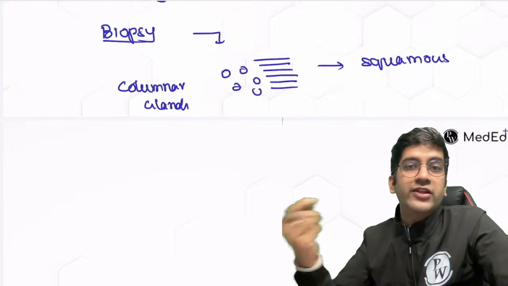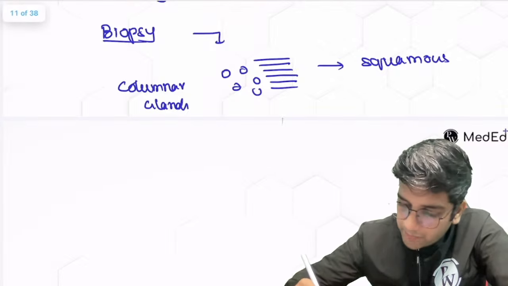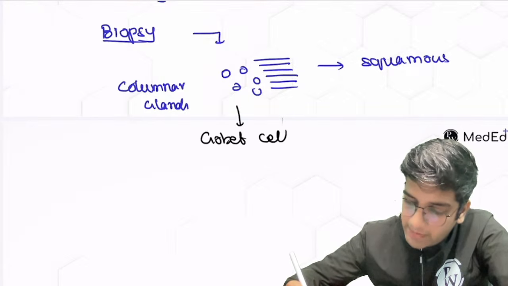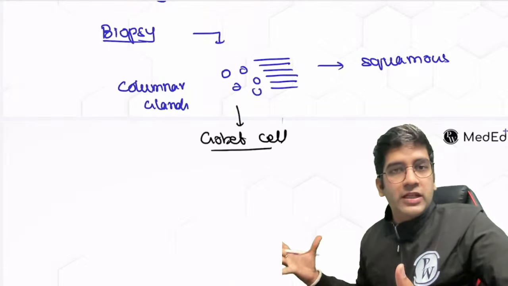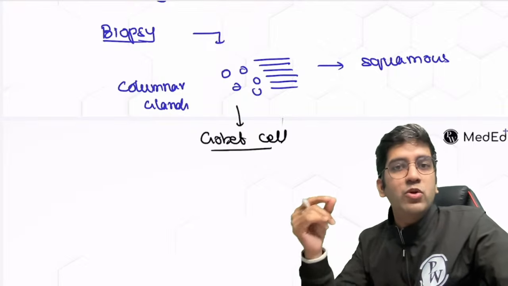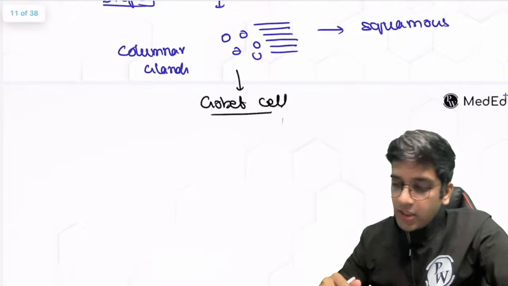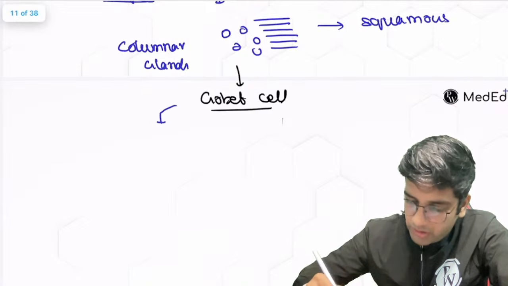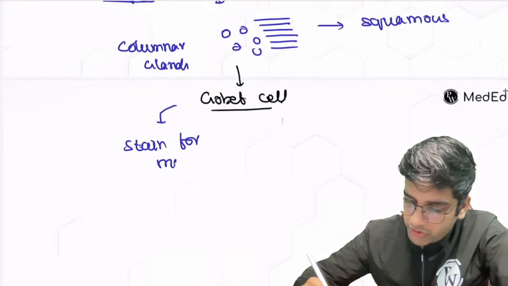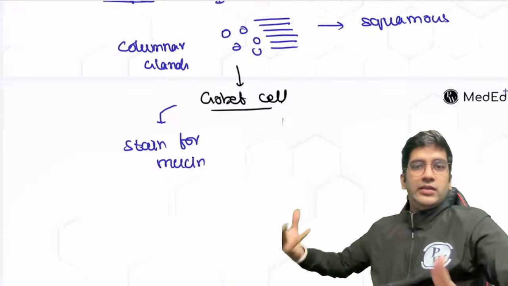So I need to identify the mucin secretion, right? Here, if I see goblet cells, I'll be more than happy to call it a columnar epithelium, and I'll be more than happy to call it Barrett's esophagus. If I'm not able to visually see goblet cells, what I do is use a stain for mucin. If the mucin stain is positive, obviously I can easily extrapolate.